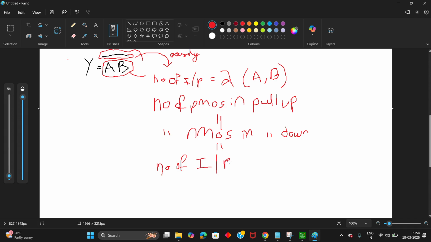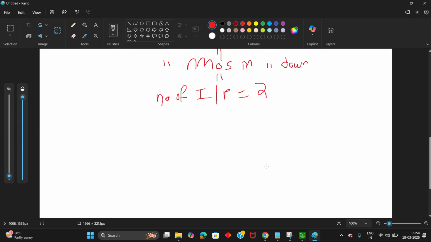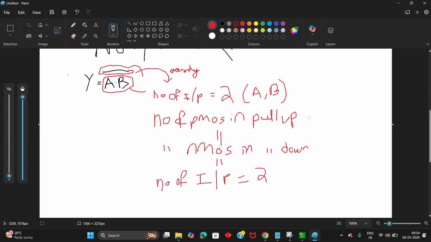Here in this case we are going to have two inputs, those are A and B. Okay, it means in the pull-up network how many PMOS transistors are we going to have? 2. And in the pull-down network how many NMOS transistors are we going to have? 2.